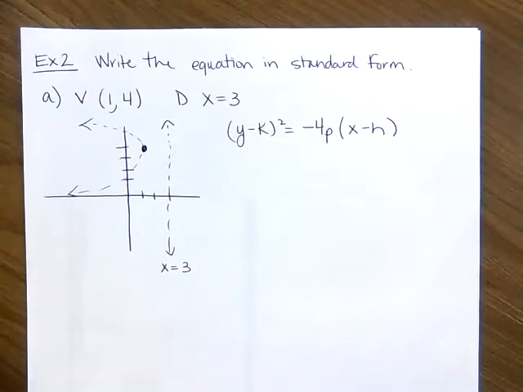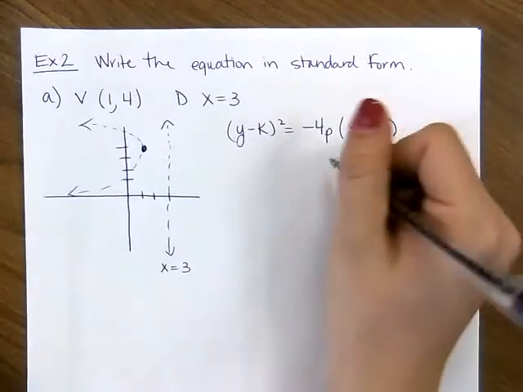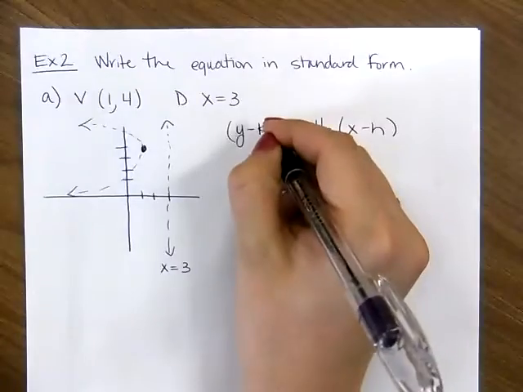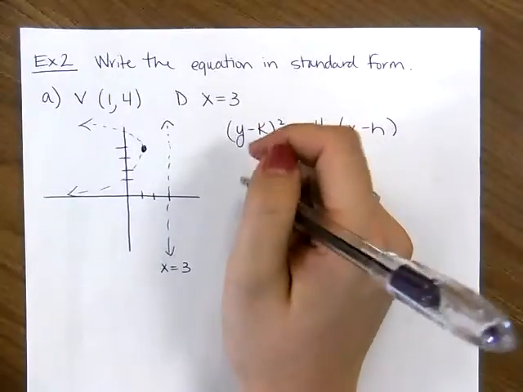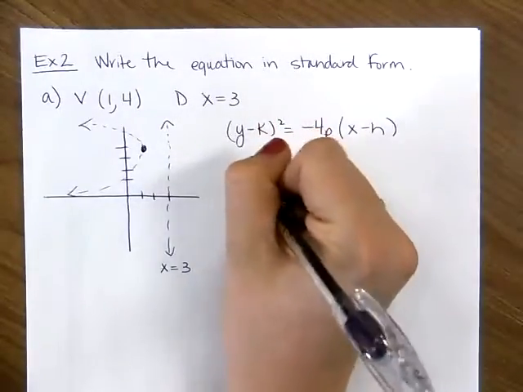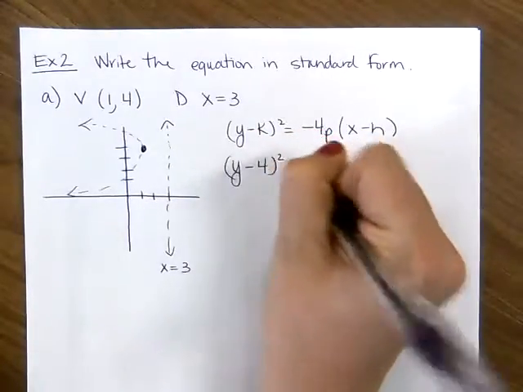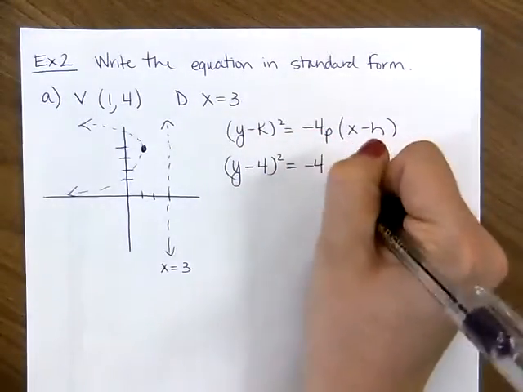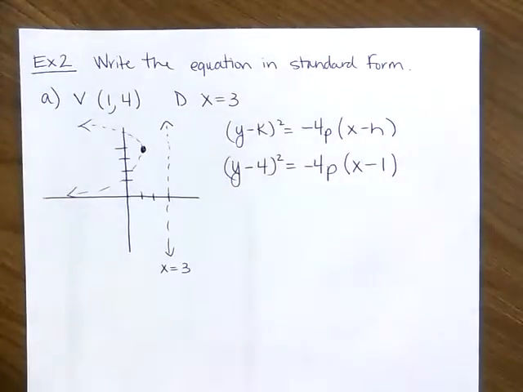What else do I know? What can I plug in? You know the vertex. Keep going. That's what I'm talking about. So y minus 4, squared, equals negative 4p, x minus 1. Good. Okay, so I know the vertex, so I can plug in h and k.